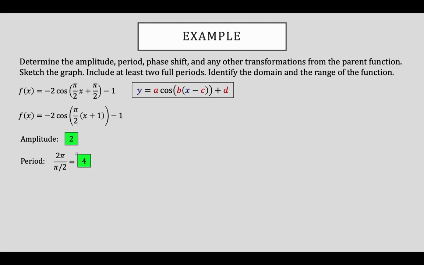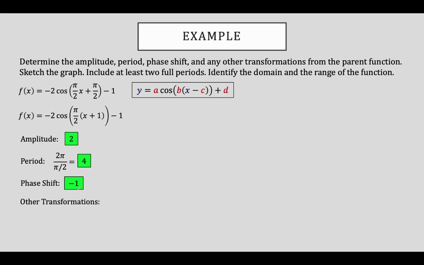Our phase shift is determined by the constant c. Remember, it's x minus c. Here I have an x plus 1. If I'm going to get a plus 1, that means that c has to be -1. I have a phase shift of 1 unit to the left, a phase shift of -1.